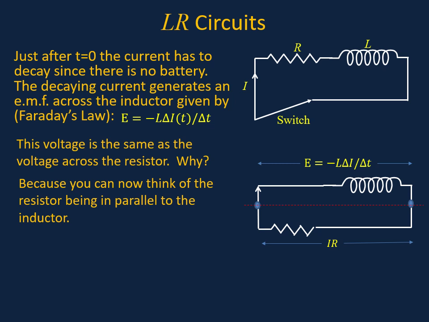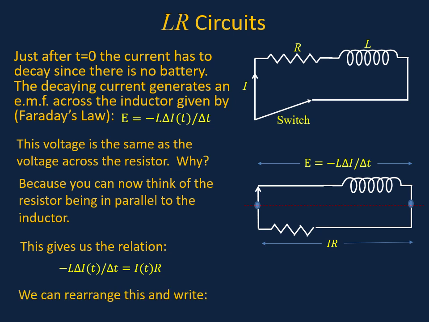So therefore, the EMF, or the voltage across the inductor, has to be the same as the voltage across the resistor. This gives us the relation minus L delta I over delta t equals I times R. This relation is valid for all times, not just at t equal to 0. We can rearrange this equation and write delta I over I equals minus delta t times R by L. We've just rearranged terms so that I goes to the left side and the inductance comes to the right side. We're going to call this equation 1.